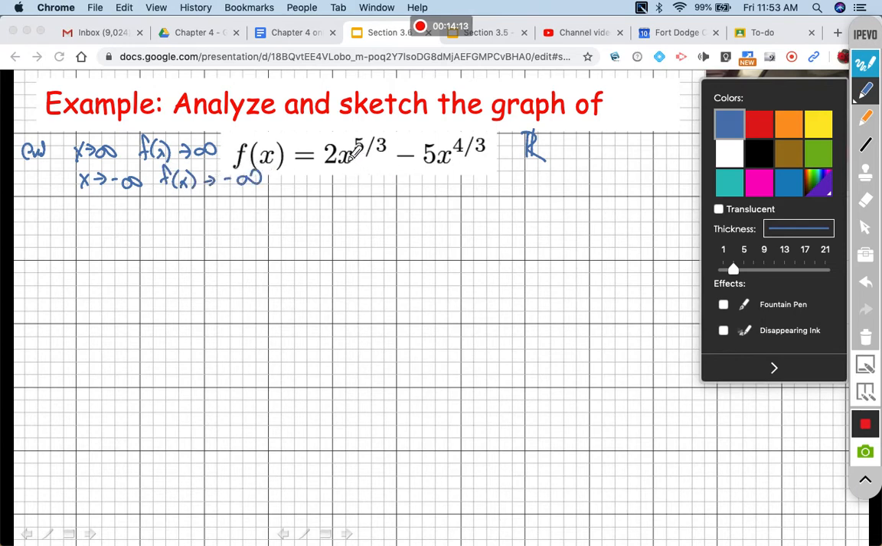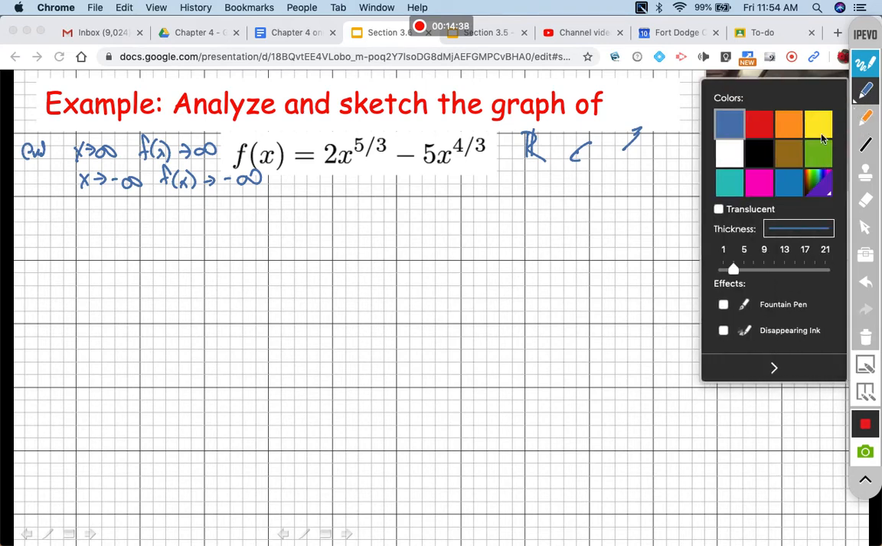Because you plug in infinity here, you get infinity minus infinity. Yeah, that's kind of weird. But again, this is the bigger power, so eventually this is going to be left behind. Even though 5/3 and 4/3 are pretty close, infinity is infinity, right? So we kind of know we got this type of behavior looking at that.